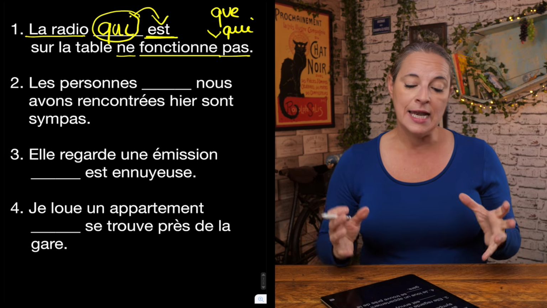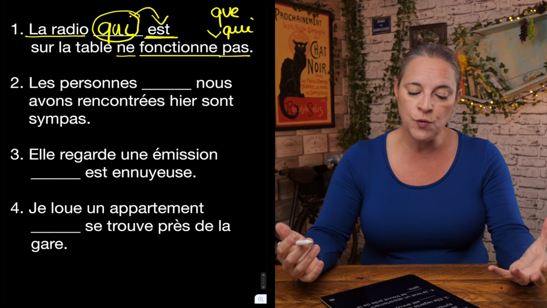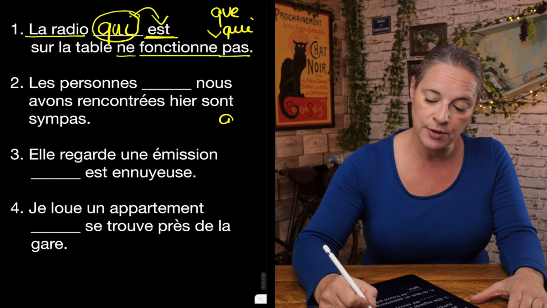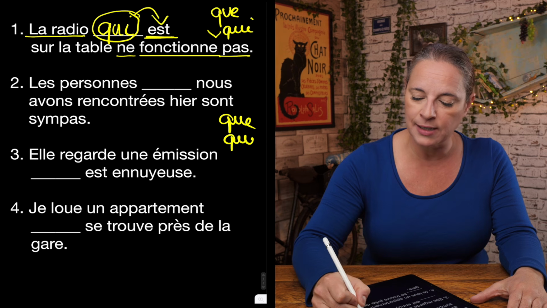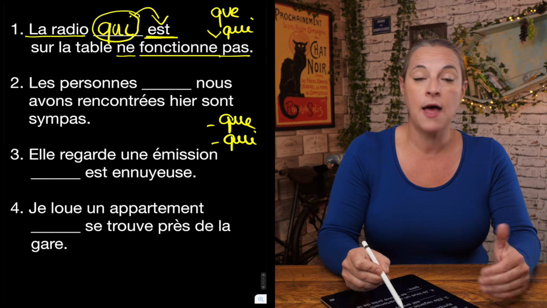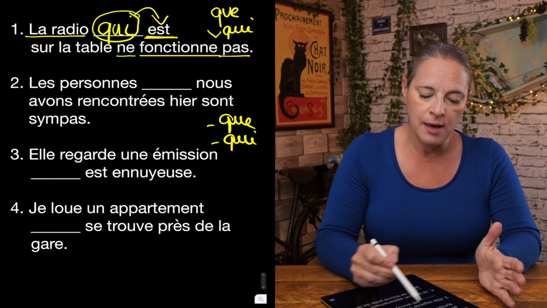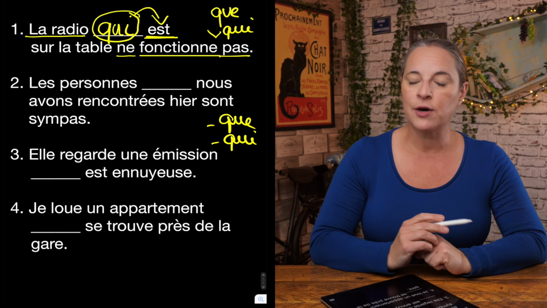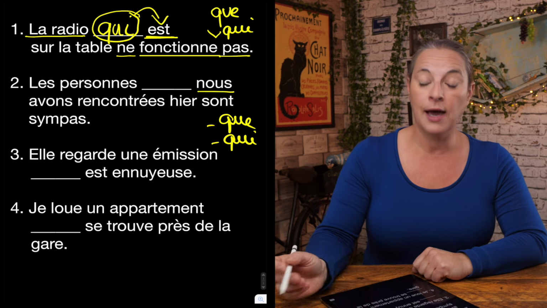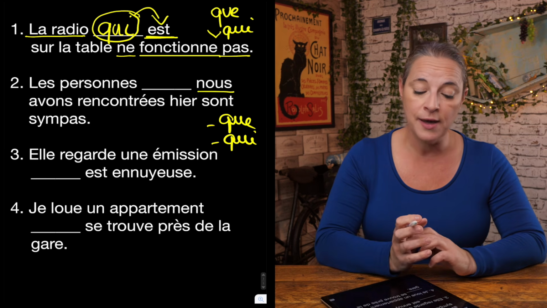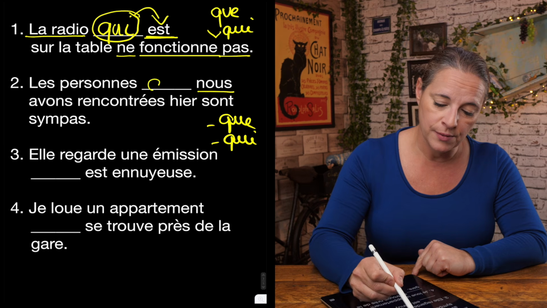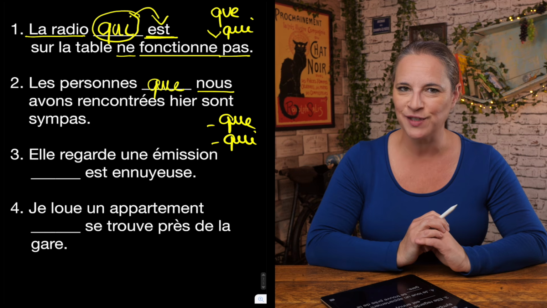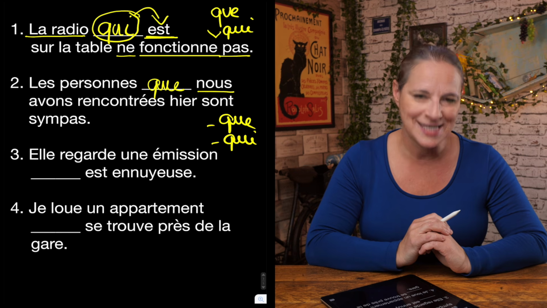Number 2. Les personnes nous avons rencontrées hier sont sympas. Okay, so are we talking about que or are we talking about qui? The people that we met yesterday are nice. Okay, so because we have nous here and it's not directly linked to a verb, then we must use que. Les personnes que nous avons rencontrées hier sont sympas.